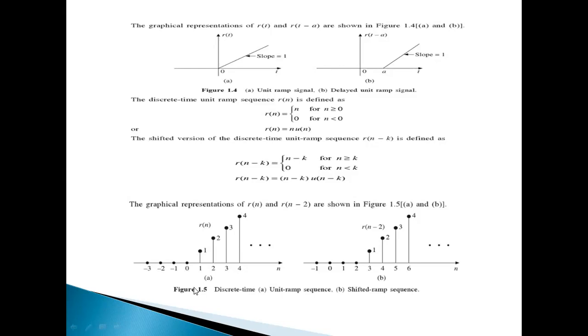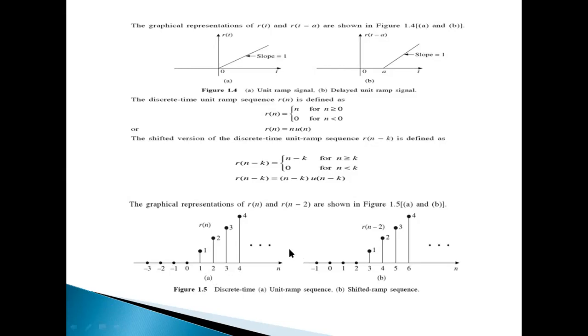Let R of n be like this. At 0 it is 0, at minus 1 it is 0, minus 2 is 0, minus 3 is 0. At 1, the value is 1. Okay, ramp function. See here, it slowly increases, and correspondingly n also increases. n equal to 0 is 0, n equal to 1 is 1, n equal to 2 is 2, n equal to 3 is 3, n equal to 4 is 4, and so on. The negative values are zeros. Okay, my dear students. Negative values are zeros.